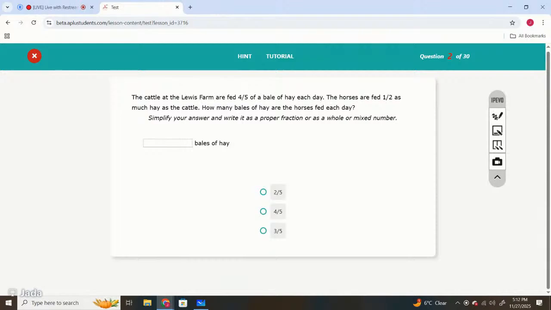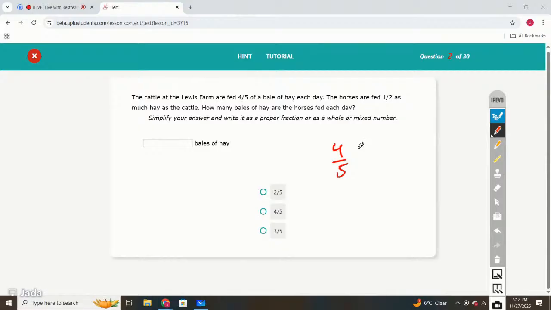The cattle at the Lewis farm are fed 4/5 of a bale of hay each day. The horses are fed half as much hay as the cattle. How many bales of hay are the horses fed each day? So you have to do 4 by 5 times 1 by 2. So which is the correct option? 4 times 1 is 4 and 5 times 2 is 10.